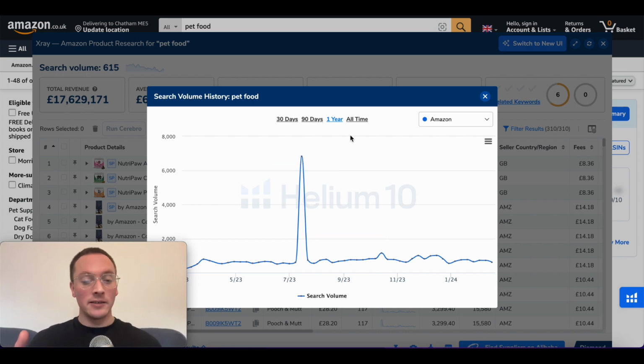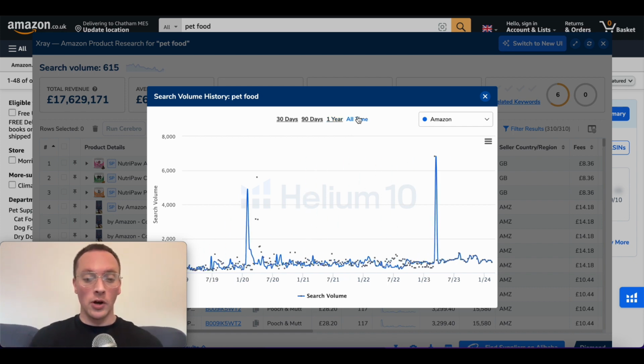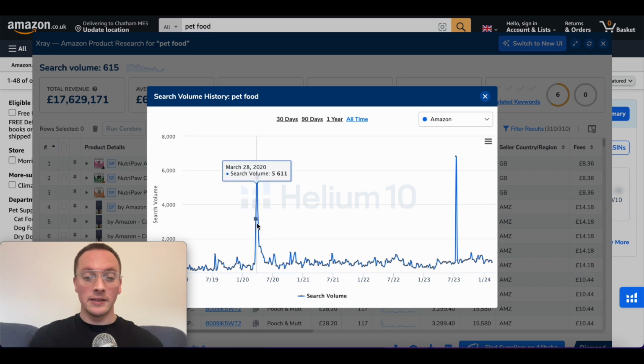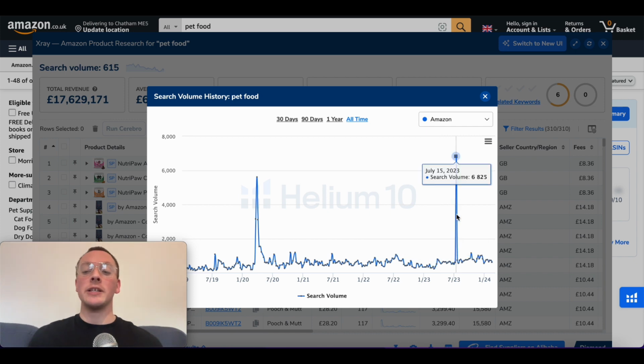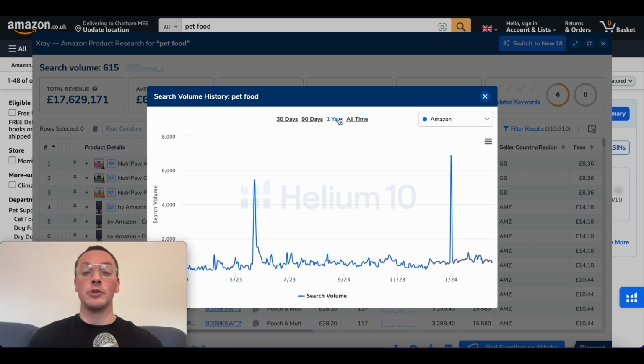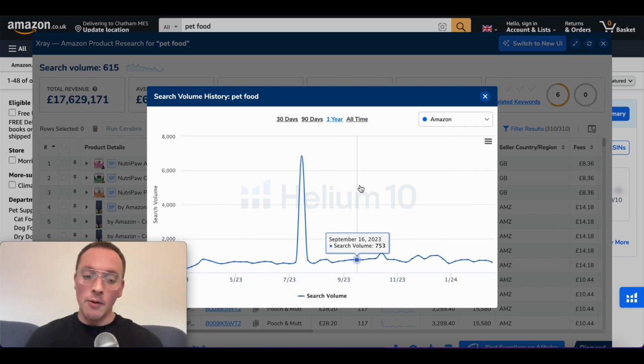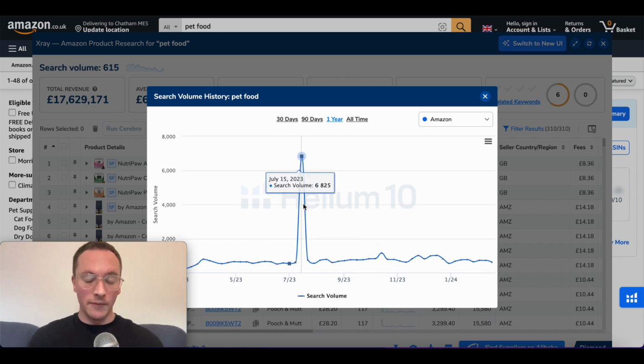Now let's see, clicking all time, if this is just for the year or if this is for all time. As you can see, March 2020 also had a huge spike. So I would actually say that in July, the fact that it had a spike just in July there shows us that it was just a one-off spike, because there was no other spike apart from way back then, which was probably to do with the pandemic and stuff. So we can see that July had a huge spike there.